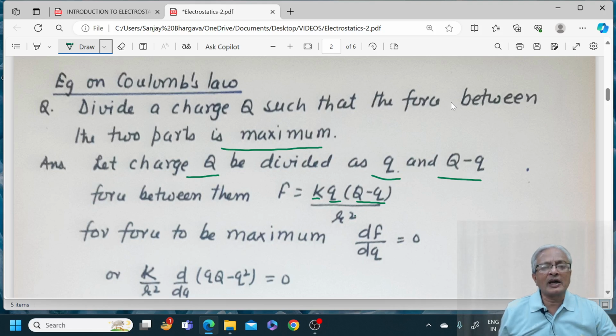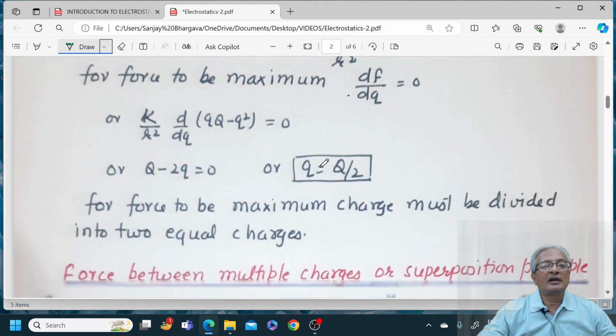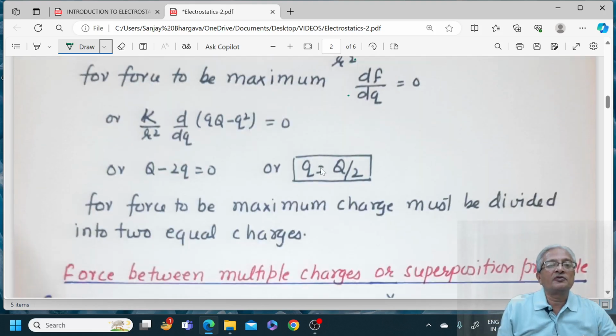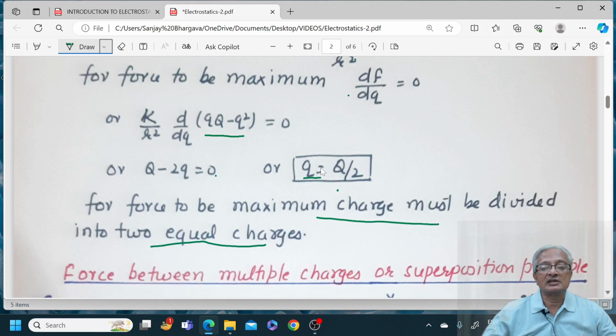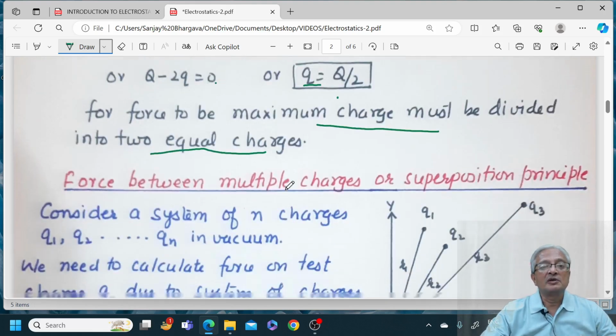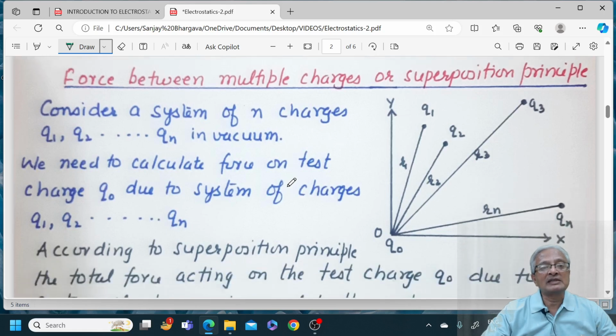For any force to be maximum, the first derivative must be equal to 0. So dF by dq must be equal to 0. So we can write K upon r square, d by dq of Qq minus q square, should be equal to 0. On differentiation, it gives Q minus twice q must be equal to 0, that is, charge q must be equal to capital Q upon 2. For the force to be maximum, the charge must be divided into two equal charges. Then and only then will the force between them be maximum.